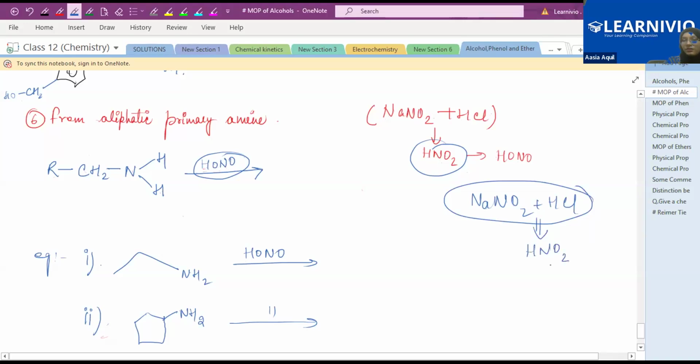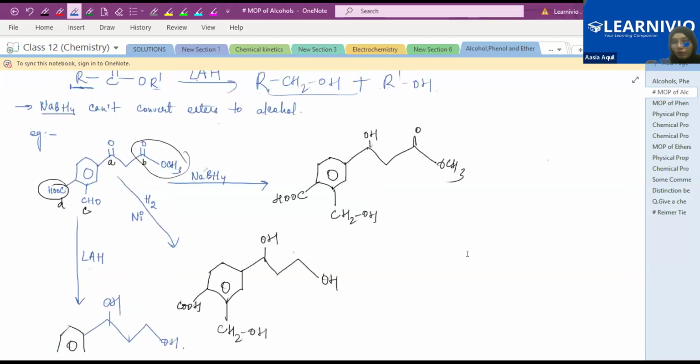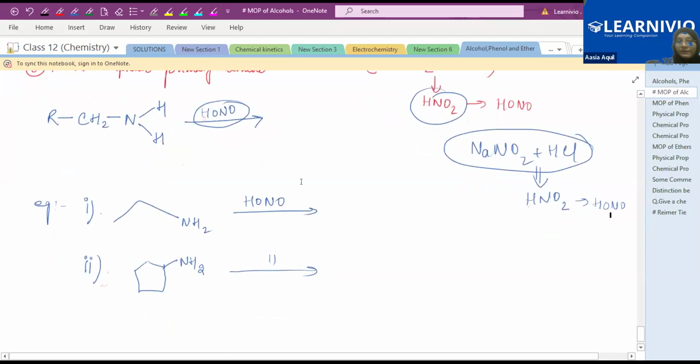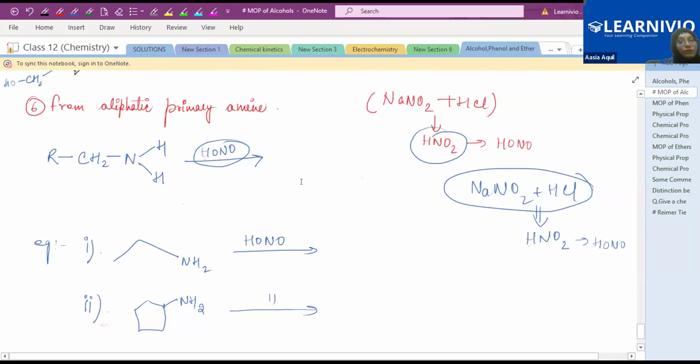You use this combination when you need nitrous acid. This HNO2 is also written as HONO. You can remember it like this, 'oh no'. So whenever we want to prepare an alcohol from an aliphatic amine, we treat it with HONO, that is HNO2, or NaNO2 plus HCl. This combination just generates HONO.